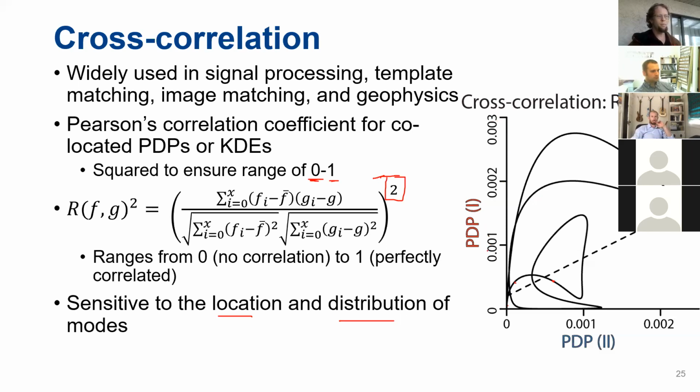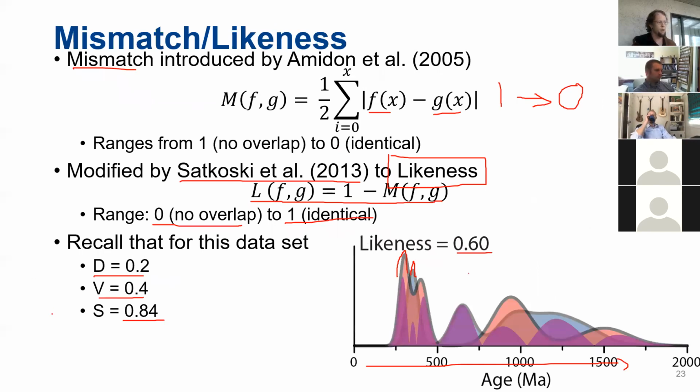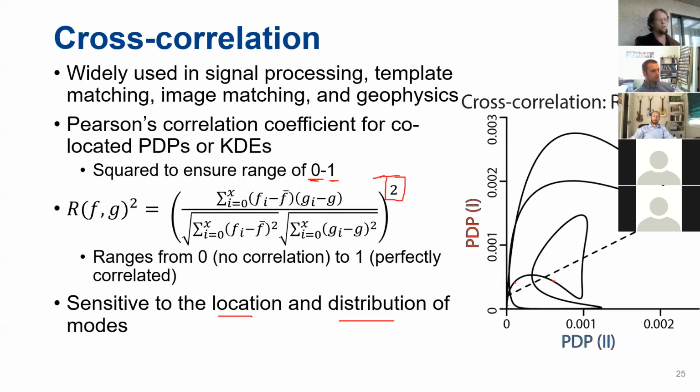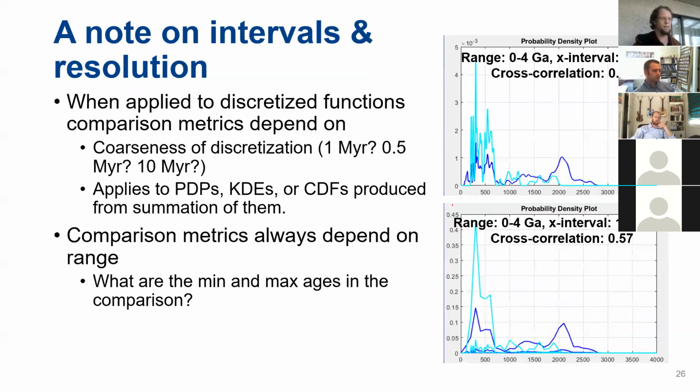For that same sample set that we were looking at previously, recall our likeness was 0.6, our similarity was 0.84, V and D were 0.4 and 0.2. Our cross correlation coefficient for those is about 0.24. So the cross correlation coefficient is telling us that these are actually fairly dissimilar, that only 24% of the variance in PDP-1 can be explained by the variance in PDP-2. And it is fairly sensitive in my experience.